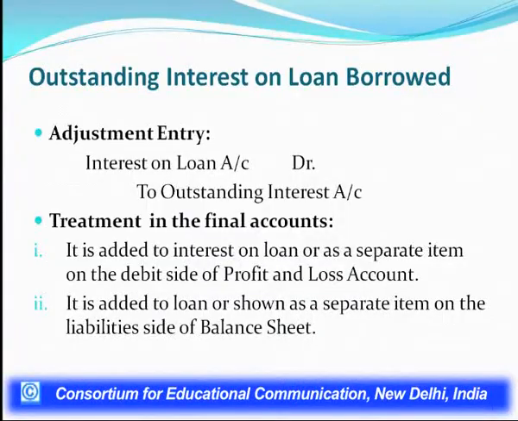How will it be treated in the final accounts? It is an expense, so it will be shown on the debit side of the profit and loss account. If interest on loan is already given, we will add this outstanding interest to the interest on loan. And in the balance sheet, on the liability side, it is a liability, we have not paid the interest, so it will be shown on the liability side of the balance sheet.